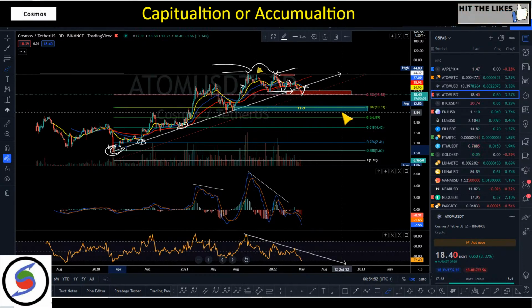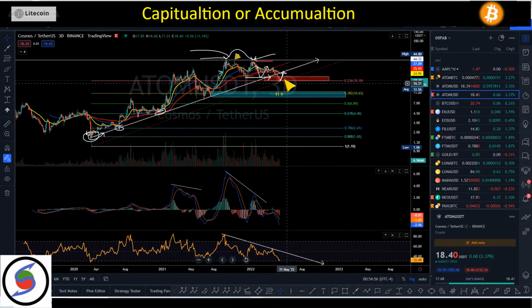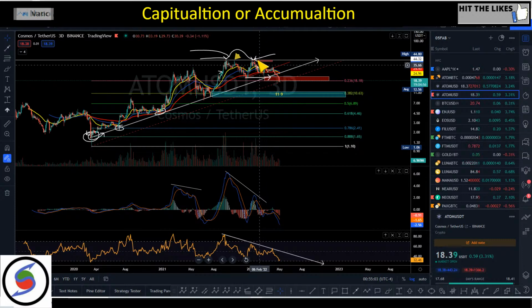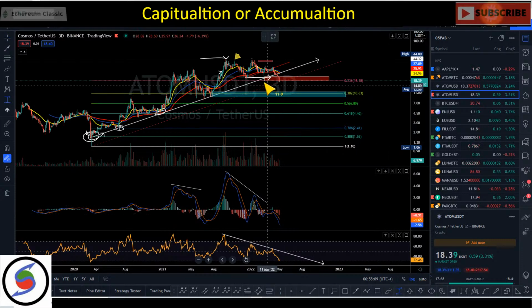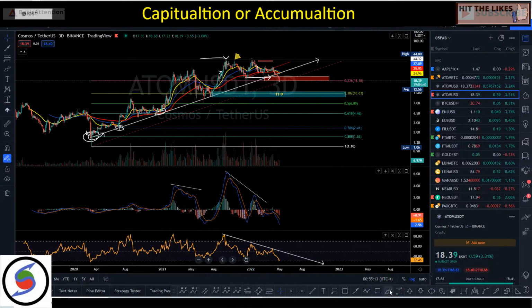Regardless of the short-term volatility, the directional move for Atom is still downward, until we get a proper reversal setup. I'm not saying it cannot push back up, but the directional move will be down. Right here it pushed back up 60%, but the directional move is still down.